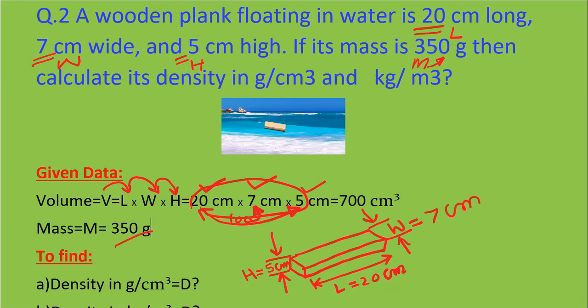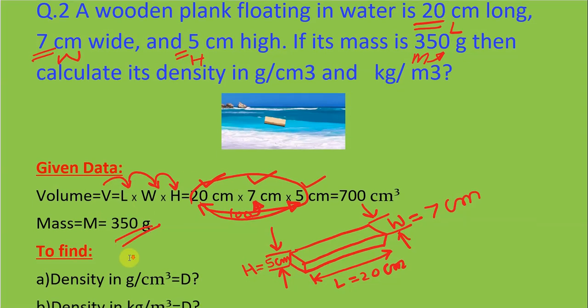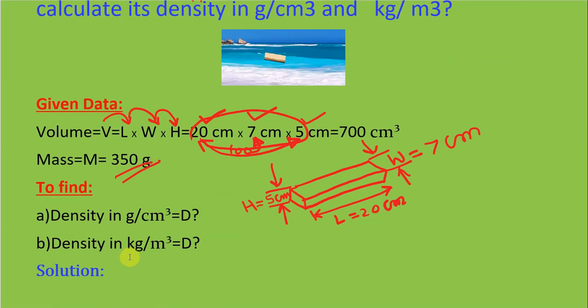Also mass is given in this question. In this question, mass is 350 gram, and we have to calculate density first in gram per cubic centimeter, and then we have to calculate density in kilogram per cubic meter. Let's start the solution.